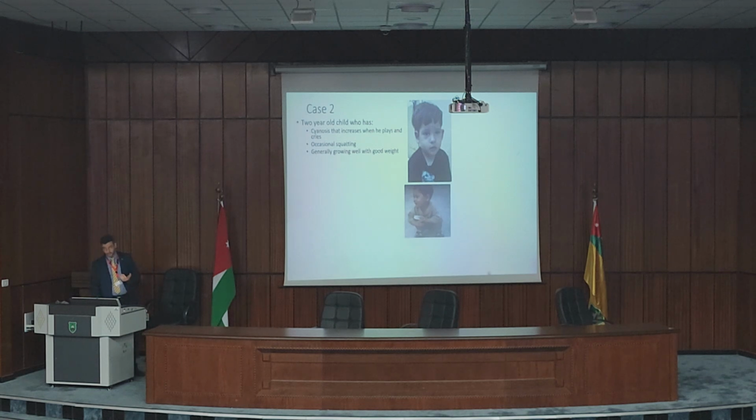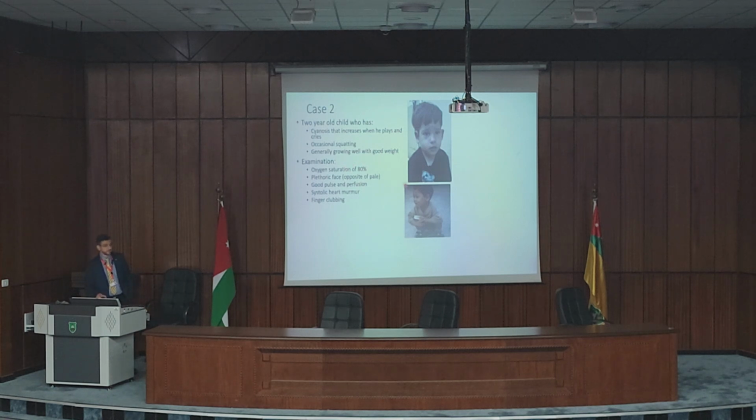So you look at the child, he's really cyanotic, he's blue, his lips are blue, and he often squats. Okay, every now and then he will do the squatting movement and then he will continue with what he was doing. When we examine the child, his oxygen saturation when he's resting is 80%. The normal is above 95%.